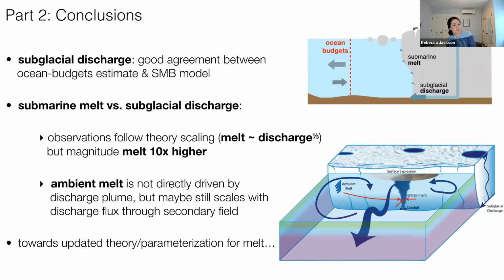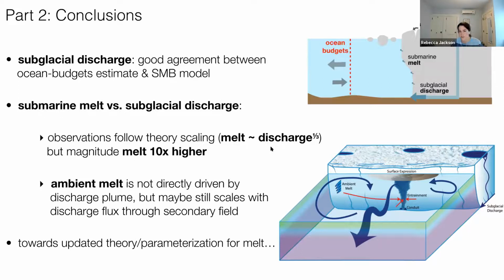Okay, so I'll just conclude here by saying, we've been able to, in the second part, sort of test how well we can constrain these freshwater fluxes through the fjord, and we find a relatively good agreement between what we see coming through the fjord and predictions from upstream on the glacier. And then when we look at kind of the relationship between melt and discharge, we find that the observations actually do follow the theoretical scaling of melt scaling with the discharge to the 1/3, although the magnitude is much higher.